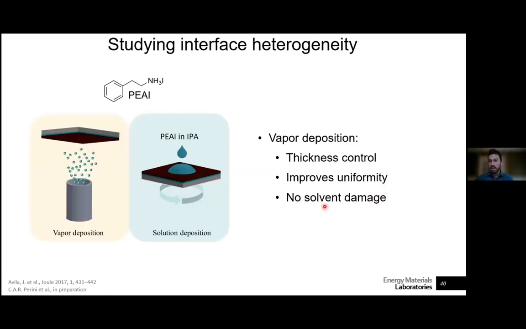To try to study this, we explore different deposition routes. The most commonly used for bulky cations is the deposition of phenethylammonium iodide from isopropanol, but this results in a lot of limitations. Isopropanol is very volatile, so it results in very poor control on the thickness that we deposit, possibly spatial heterogeneities, and also solvent damage of the surface of the perovskite layer. Vapor deposition bypasses these limitations in principle.